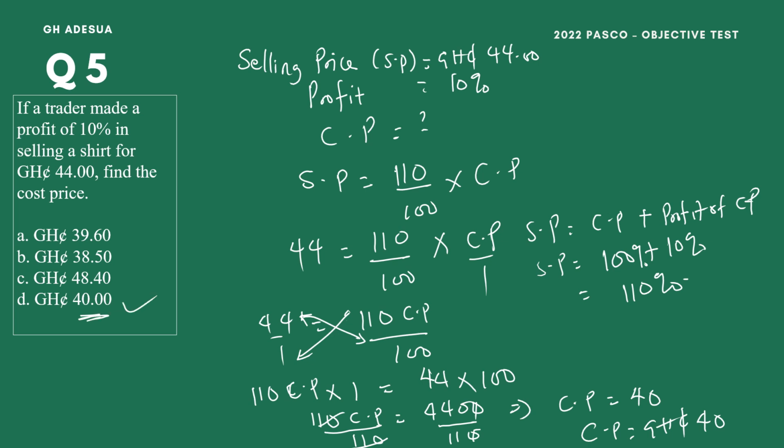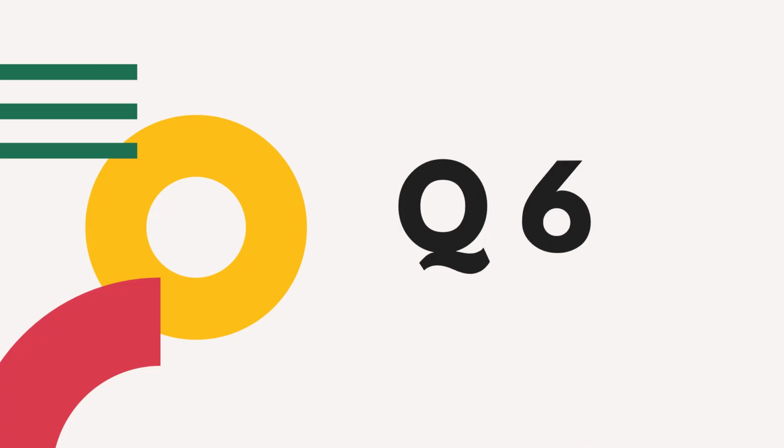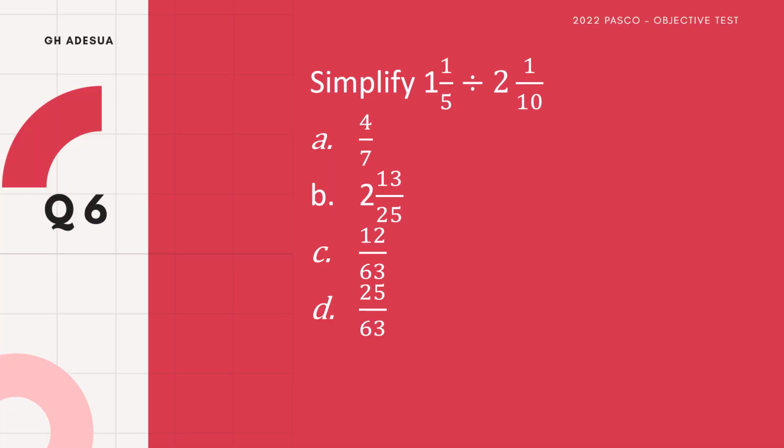Kindly take your time and go through the solution as seen to understand. We then also move on to the 6th question. So with us, that we should simplify one whole number 1 over 5 divided by 2 whole number 1 over 10.